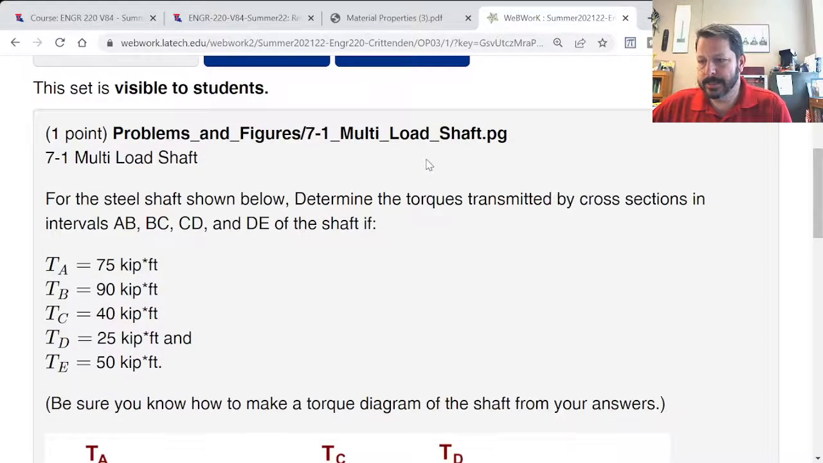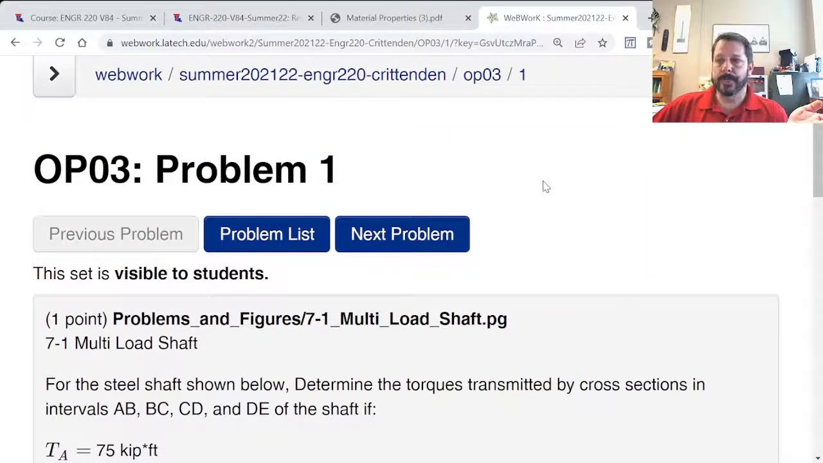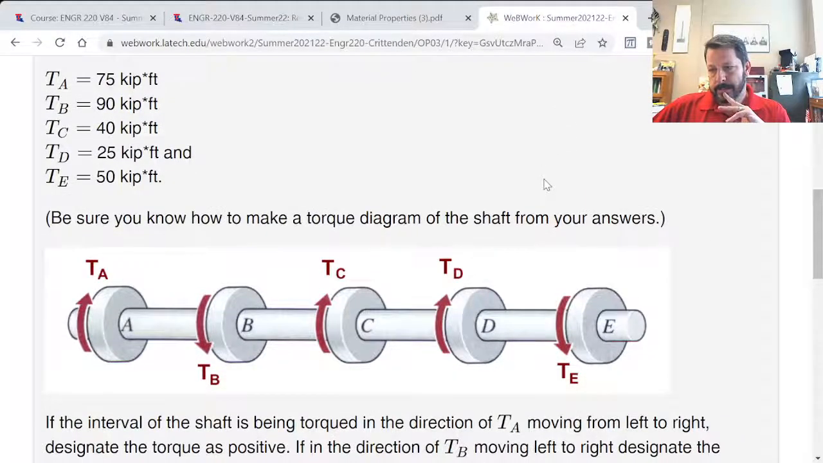So let's look at what this one is. This is optional 3, problem 1. This one doesn't even talk about the shear stress. It's just trying to figure out what are the torques in different sections of this shaft. So this shaft has 5 different, maybe pulleys or gears. I'm not too concerned in this class about if they're a pulley or a gear or a roller. We're more interested in what's happening on the shaft itself, and we're not thinking about the shaft deflecting and bending out of shape, which it will do. We're just thinking about the torsional shear stress.